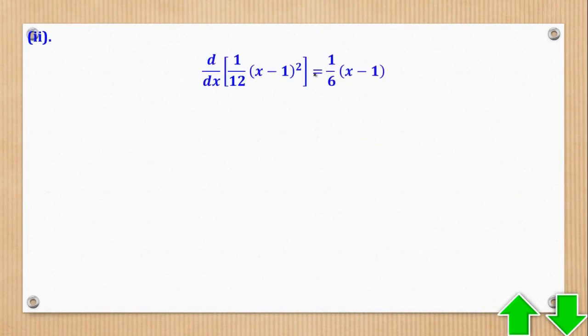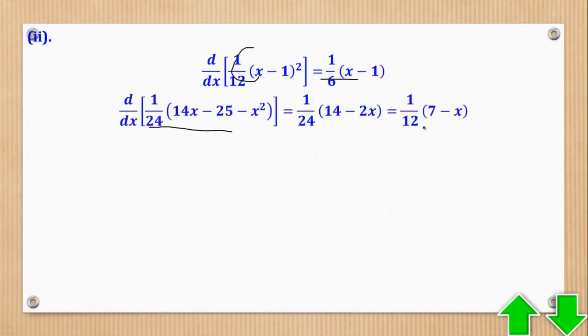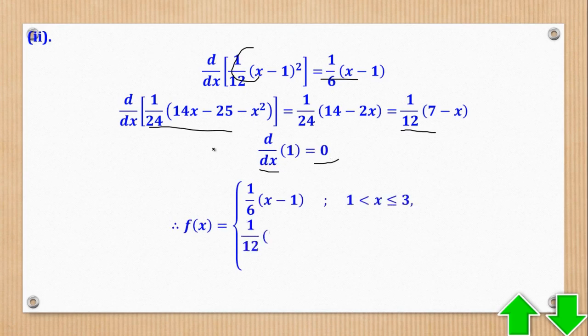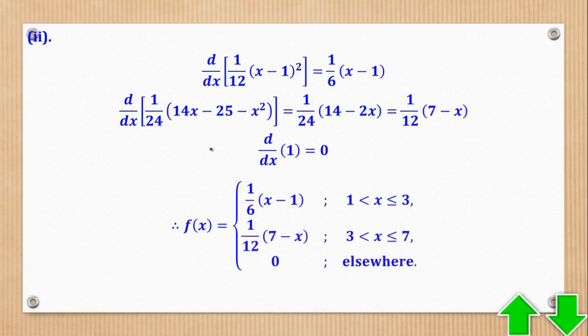So d/dx of that, when I differentiate this, I come up with this. Then differentiate this, I'll come up with this. Differentiate 1, I come up with 0. Therefore, I can write my small f of x. And that's what they wanted.